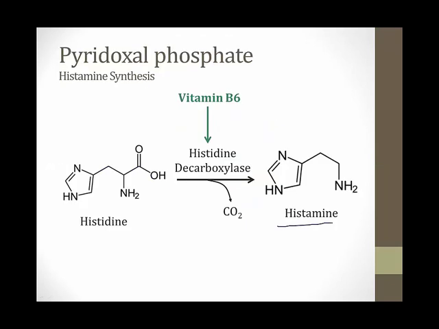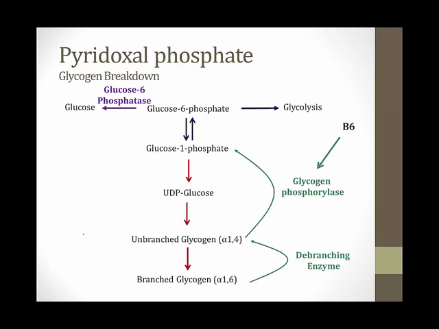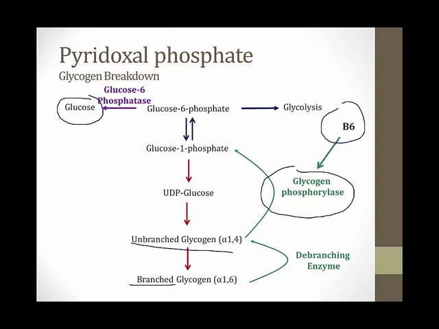Histamine, which you may know is very important in mast cells and other cells in the body, is derived from the amino acid histidine. It is synthesized by an enzyme called histidine decarboxylase, and this enzyme requires vitamin B6. Here's a slide from our glycogen module. This slide depicts the enzymes that break down branched and unbranched glycogen into glucose. One of the enzymes that participates in this process is glycogen phosphorylase, and glycogen phosphorylase requires vitamin B6.